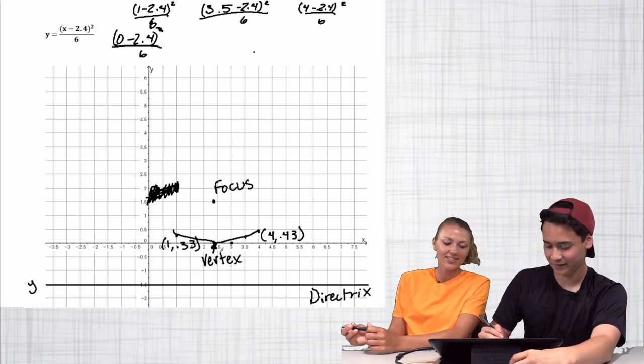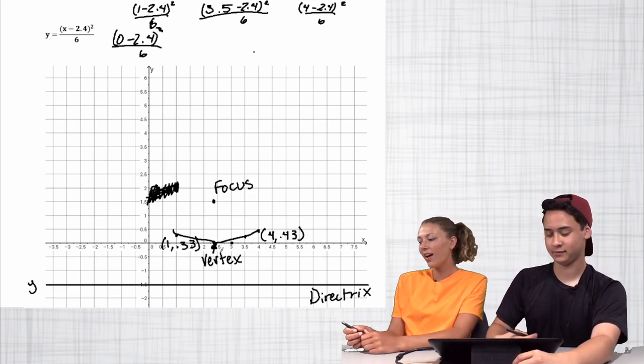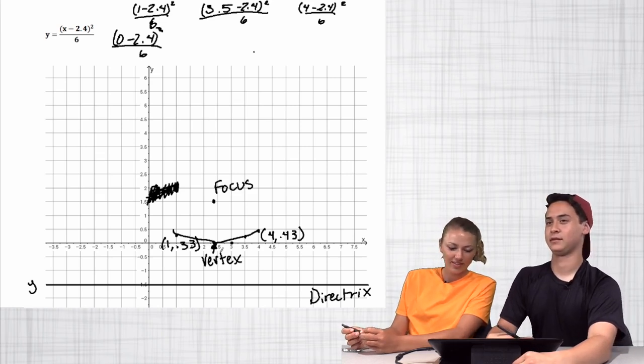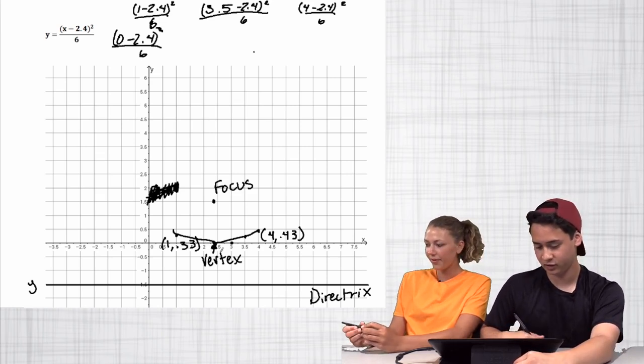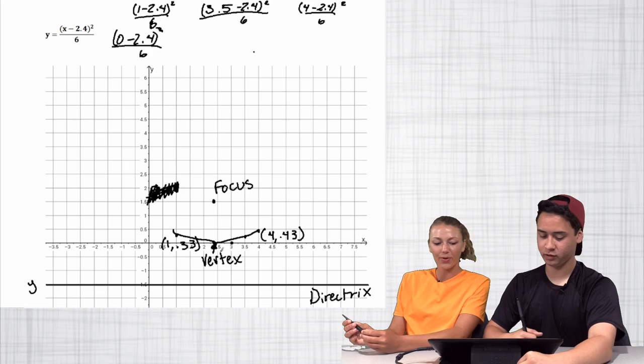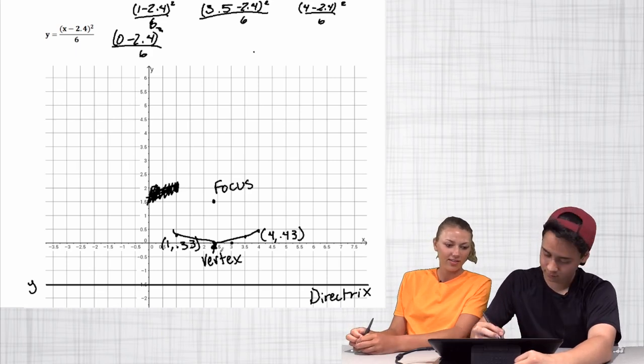And Sasha, what did you put as the focus? I had that as my focus. And what's the coordinate pair for the focus? 2.4, 1.5. Why don't you write that in, Keoni?